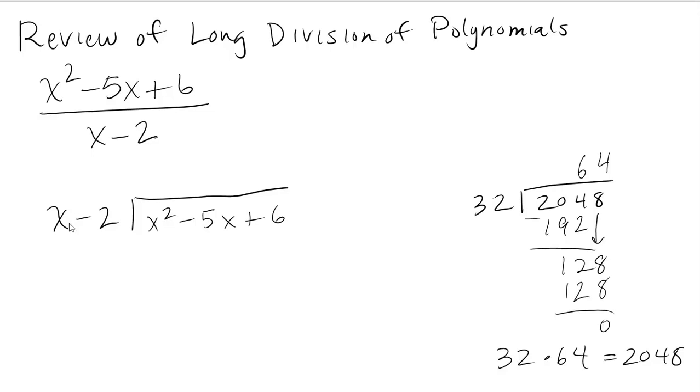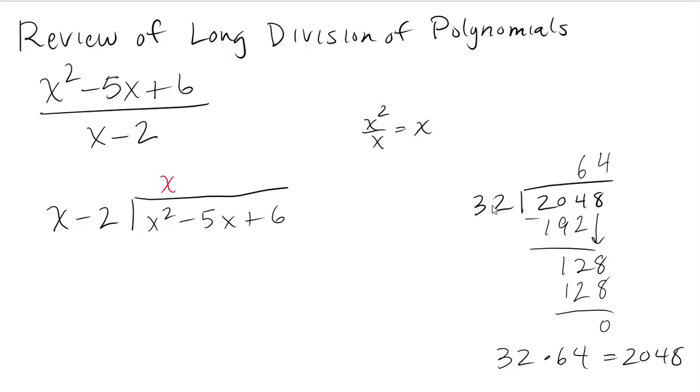I'm going to follow that exact same process over here, except in my opinion, this is even easier because there's no guessing. Here I had to guess that 32 goes into 204 6 times. Here there's no guessing. I ask myself, how many times does x go into x squared, or what is x squared divided by x? I can just do this off to the side. X squared divided by x is x. And so the first term of my quotient is x.